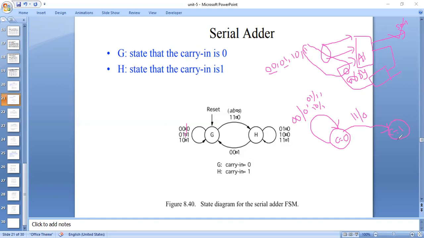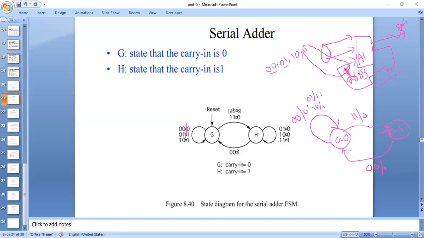And for example, if we assume the carry will be equal to 1, then instead of 0, what you have to put here? 1. Okay, so now we have to add these three. See here, we added 0 0 1. When we added, we got sum 1 and carry 0. So since carry is 0, it will go to carry 0 state for the corresponding input 0 0. And what will be the output here? 1.